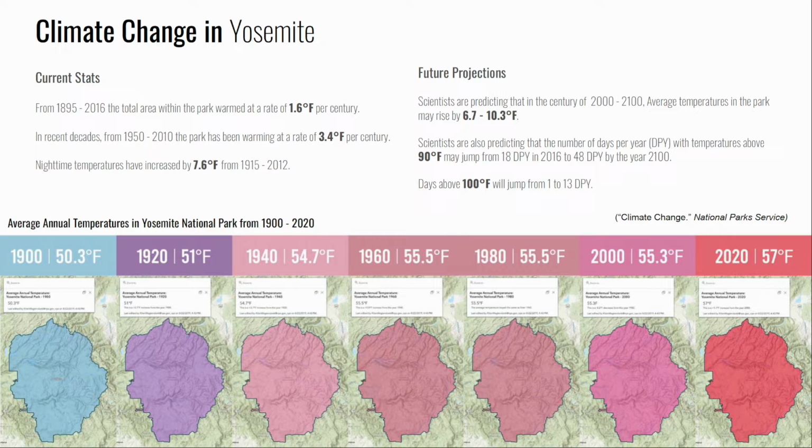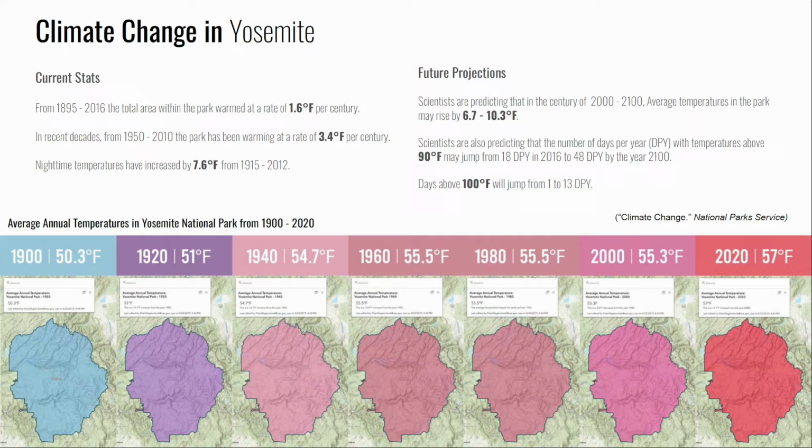Climate change in Yosemite. Climate change has taken a significant toll on Yosemite National Park within the last century. Some current statistics about the climate change happening in Yosemite National Park are that from the year 1895 to 2016, the total area within the park warmed at a rate of 1.6 degrees Fahrenheit per century.